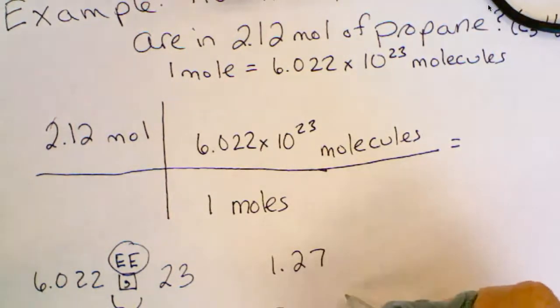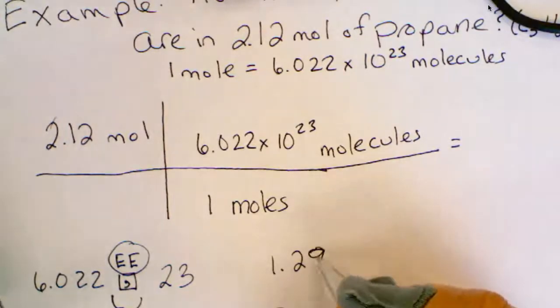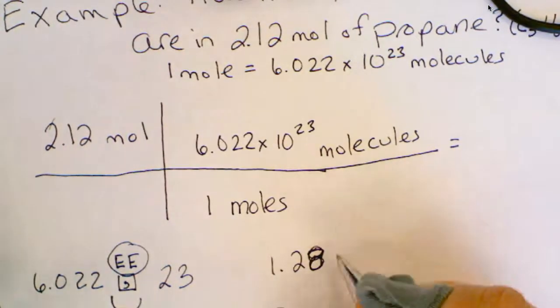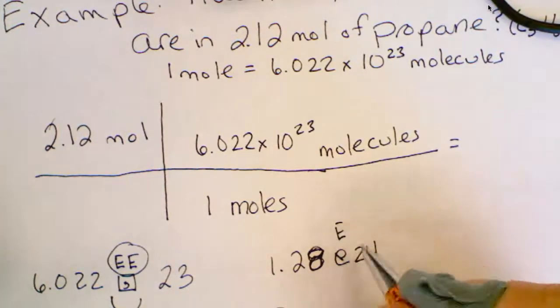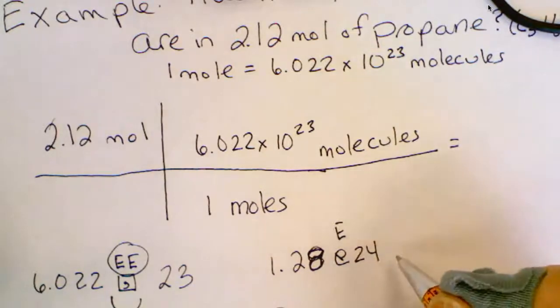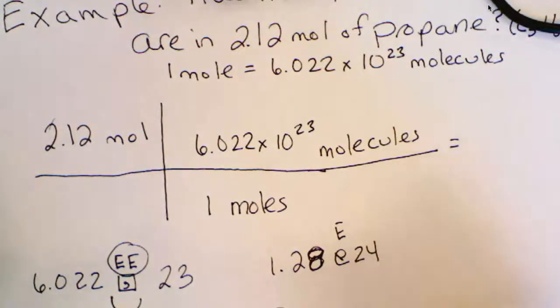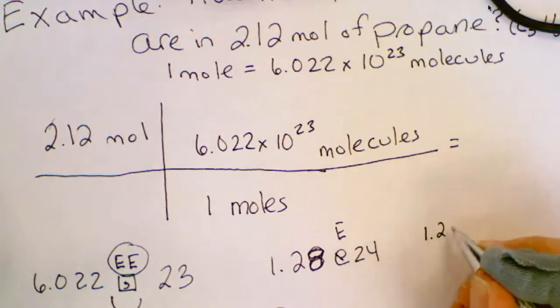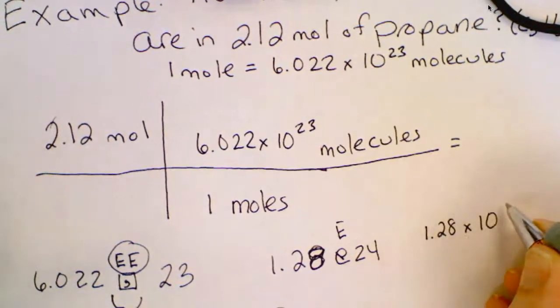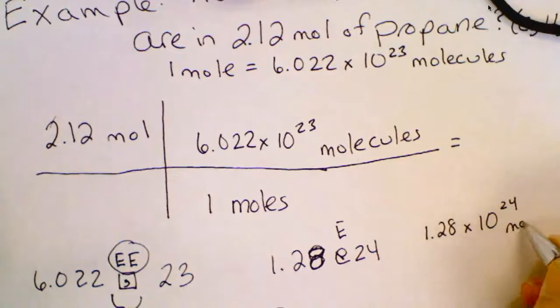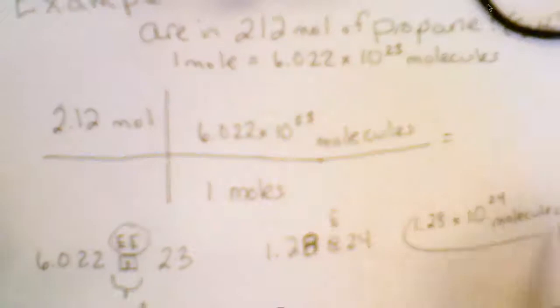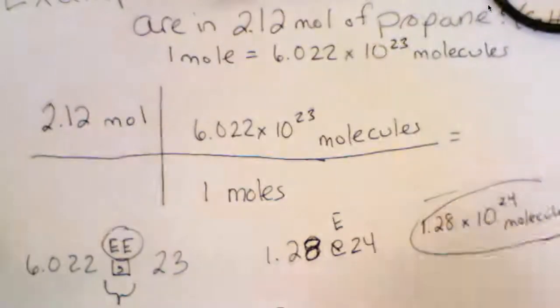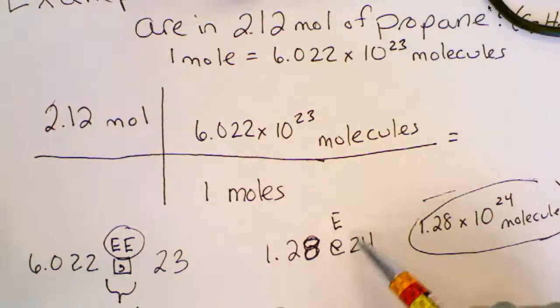I'm just going to round it to 1.27. Or I guess 1.28 would be better rounding. So 1.28 E24, or yours might have a capital E24. This is not a number. This is a calculator notation. Your answer is 1.28 times 10 to the 24 molecules. All right, so you need to write it out as a number. I'm not okay with reading calculator notation. I need to know that you know what this means, right?